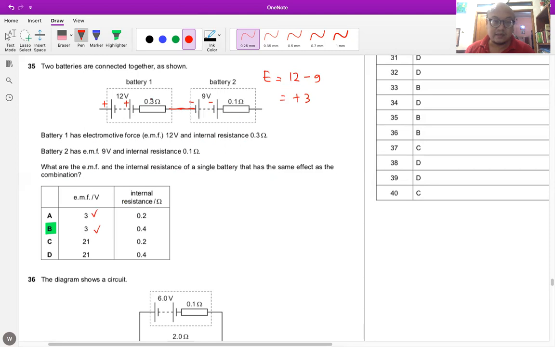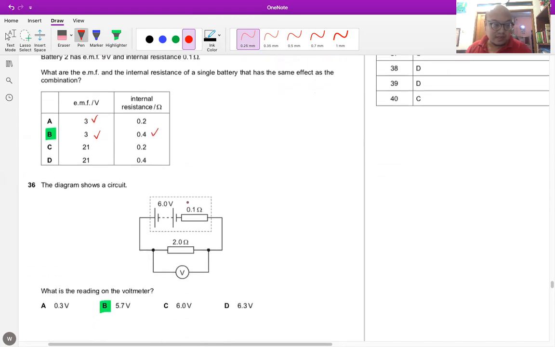And then about resistance, the internal resistance total is 0.3 plus 0.1, which is 0.4 ohms. Yes, correct answer, 0.4 ohm. Okay, that's it. Now we check question 36.